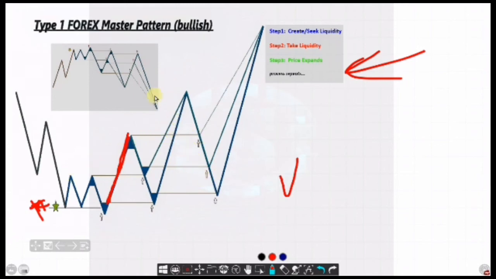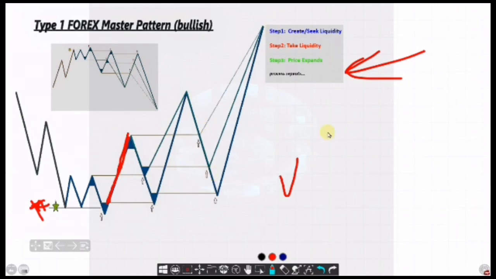Now another point for you to enter again is this high right here. Okay, and that's especially if it is broken with strong movement of price. Okay, if it is broken with strong movement of price, it gives you a very high probability of price coming back there and just moving away from there.